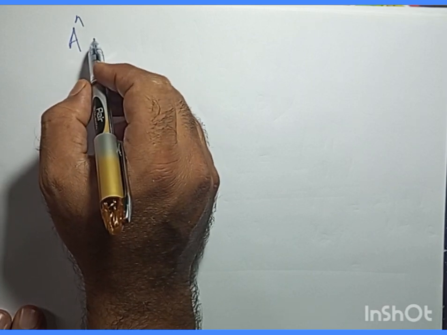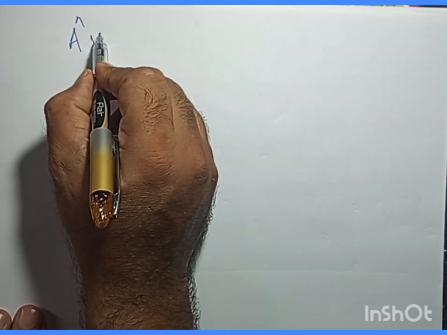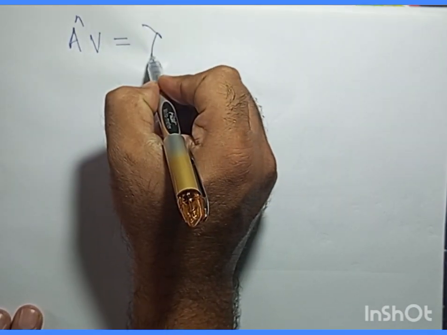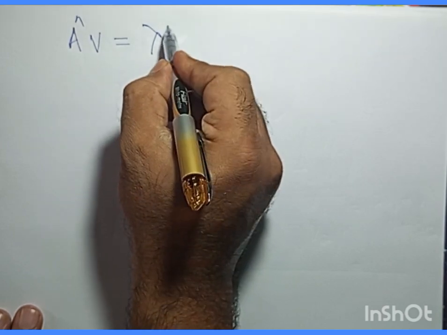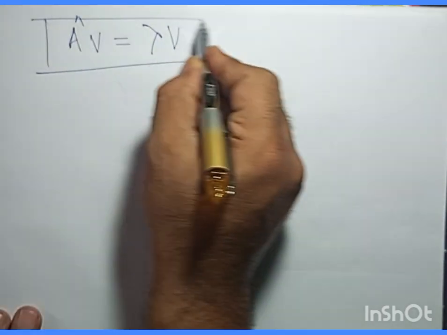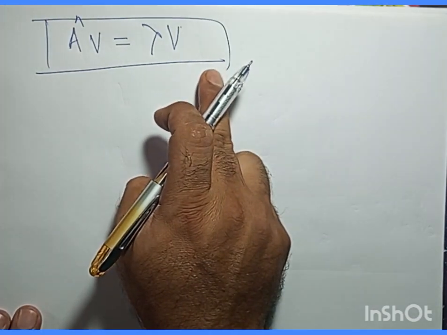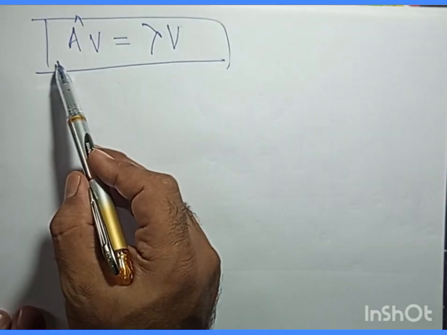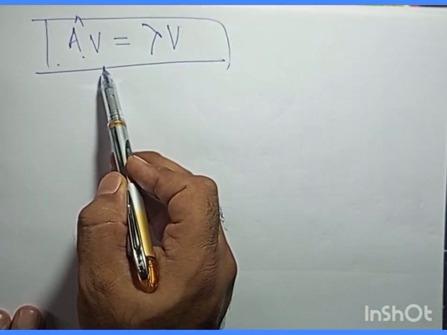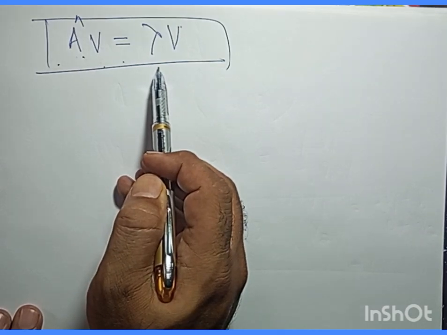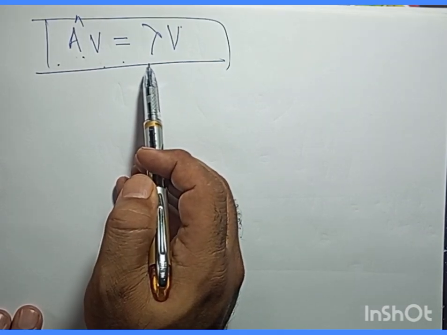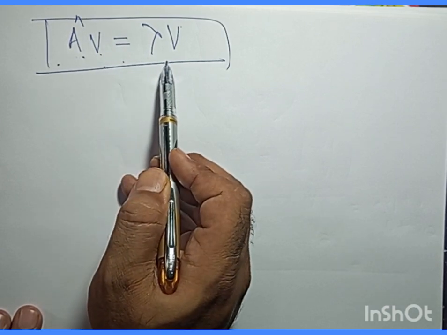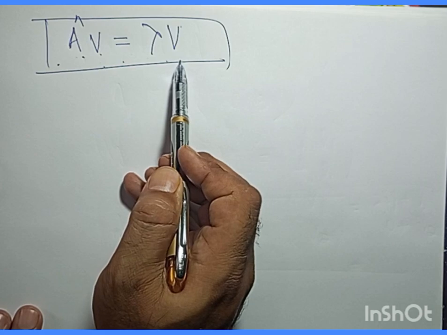is acting on a state vector V. And what we obtain is lambda, and the state vector comes back. Well, this lambda is called eigenvalues. So, acting an operator on a state vector leads to the eigenvalues. Or I should say, the action of an operator on an eigenvector leads to the eigenvalues and the eigenvector.